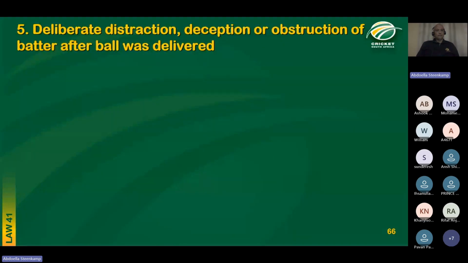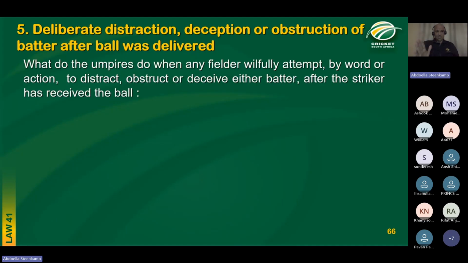And lastly, Tom, what punishment is there if there was a deliberate distraction, deception, or a deliberate obstruction after the ball was delivered and one of the fielding side caused it to either of the batters? What is the punishment? It's quite a harsh punishment. Let's go through it. But firstly, you need to be 100% sure, and that's why it's good umpiring practice to go discuss it with your colleague, because the law wants there to be a willful attempt. If it's accidental in any way, you go not out.